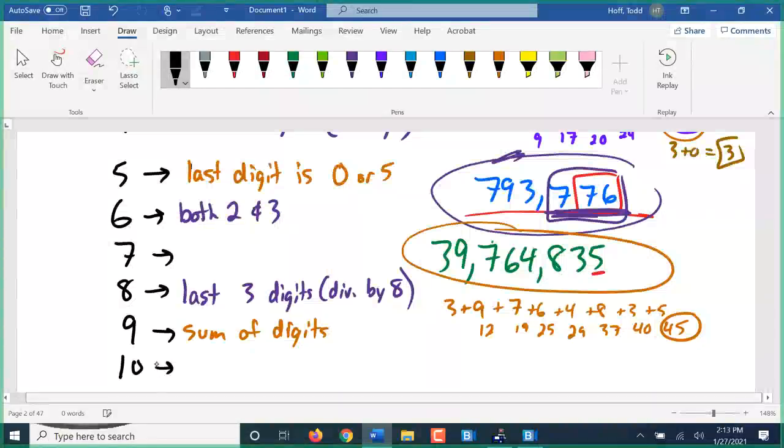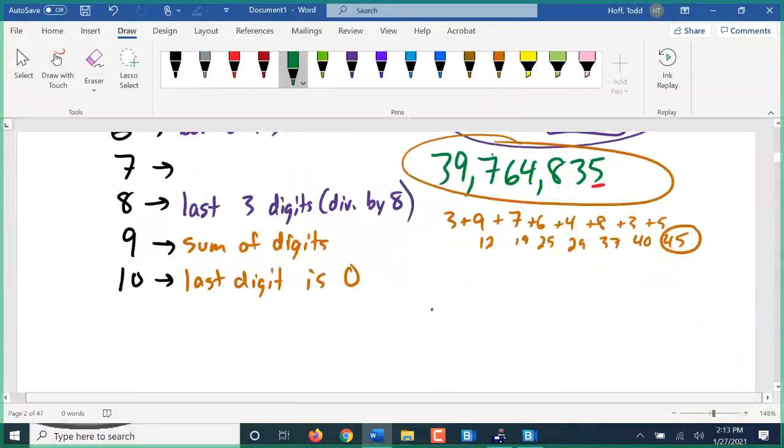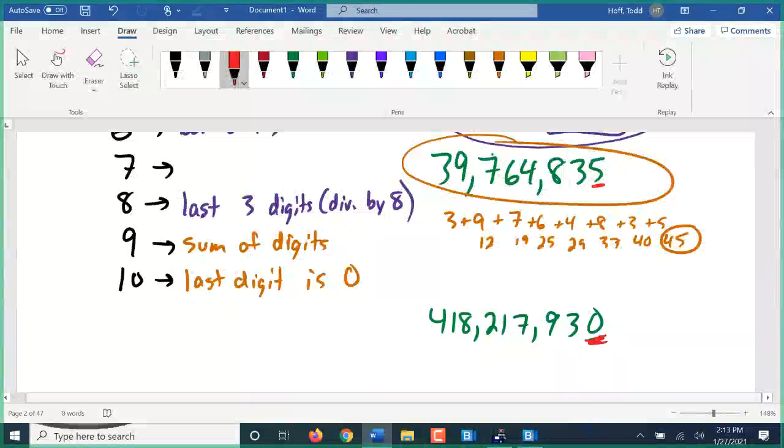Simpler one and much more useful is 10. What's the one for 10? Last digit is 0. You got it. So we might have 418,217,930. All we care about is the 0. That number is divisible by 10, by 5, and by 2, without having to look too closely.